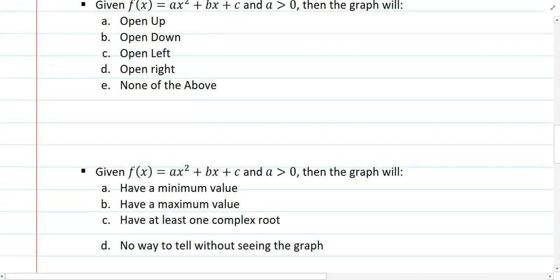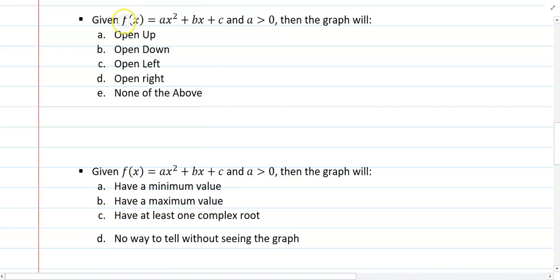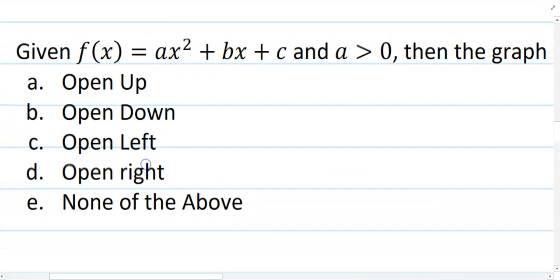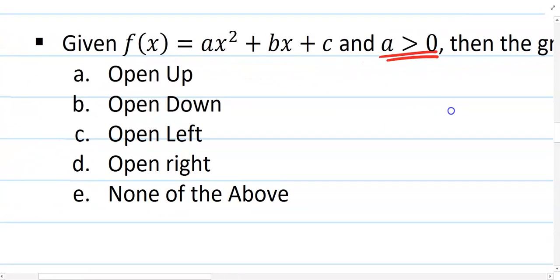Now 2 more just generic questions. Given that a function is in standard form here, now we're switching from vertex form to standard form, you'll notice. Given that the function is written in standard form and A is greater than 0, then what happens to the graph? Does the graph open up, down, left, or right?